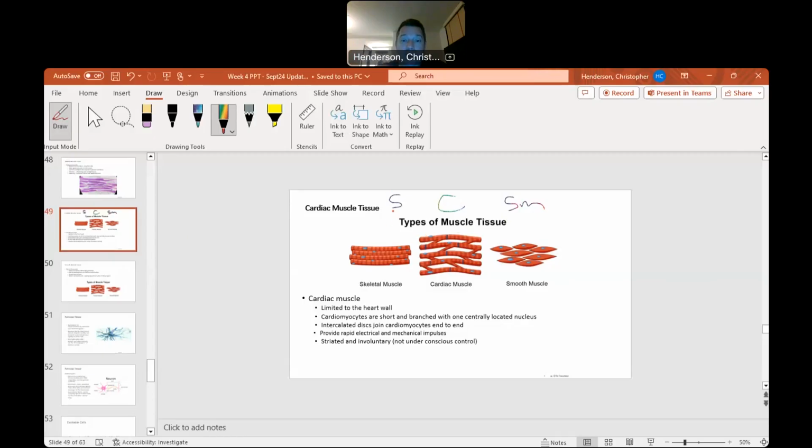One is, where is skeletal located and what's its function? Skeletal, make a chart so that you know this. Your skeletal is attached to your bones. It's causing movement of your bones. Cardiac, where do you find that? In your heart. Now, where do you find smooth muscle? Smooth muscle is going to be found around your organs.